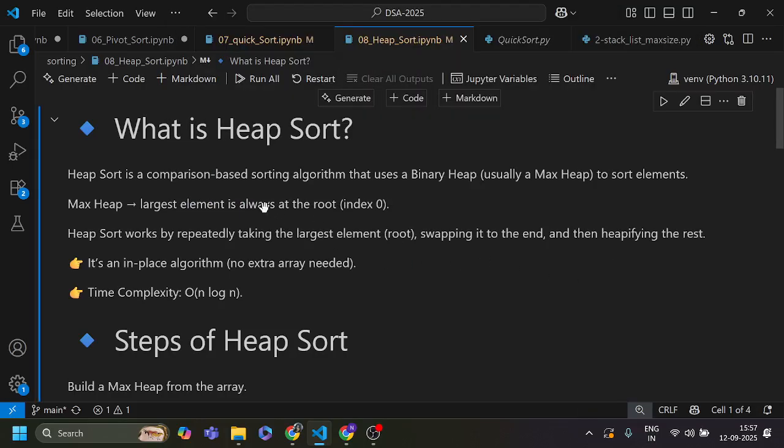Heap sort. What is heap sort? Heap sort is a comparison-based sorting algorithm that uses a binary heap, usually a max heap, to sort elements. Max heap means the largest element is always at the top, I mean at index 0. Heap sort works by repeatedly taking the largest element, the root, swapping it to the end, and then heapifying the rest. It is an in-place algorithm, no extra array needed, and its time complexity is O(n log n).